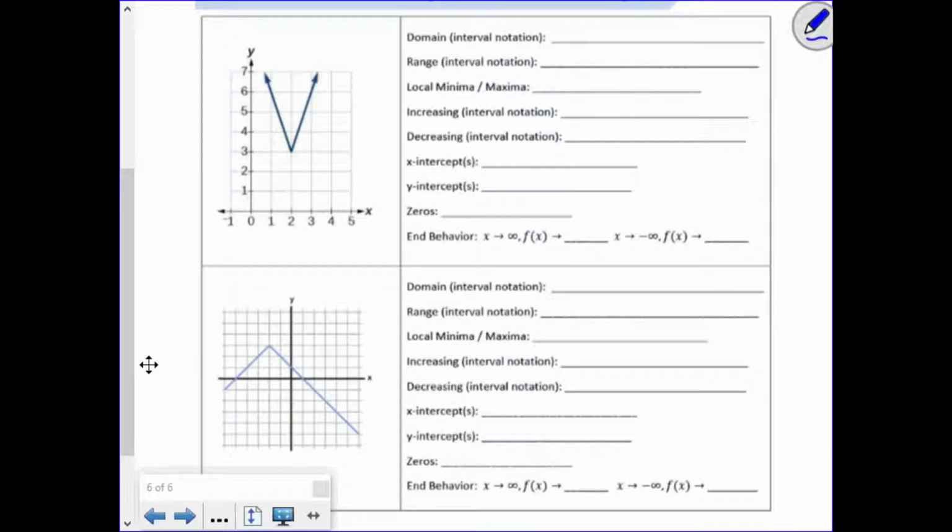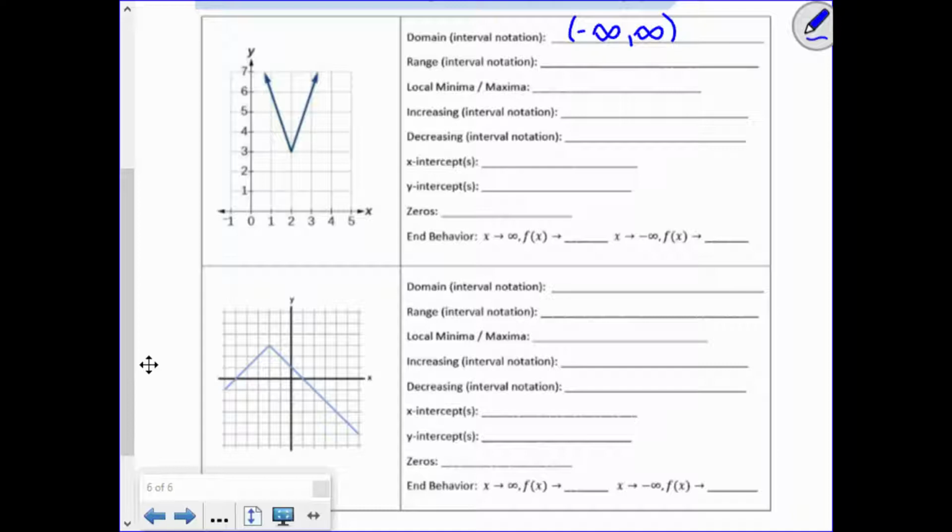If I want the domain, you want to read the graph from left to right. What's the furthest x value you will reach on this graph? Negative infinity, because it's going forever to the left. What's the furthest right value you're going to get on this graph? Positive infinity. So how would I write the domain? All real numbers. Negative infinity to positive infinity.